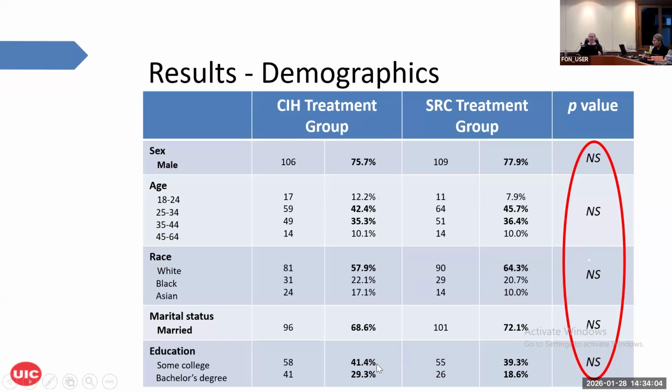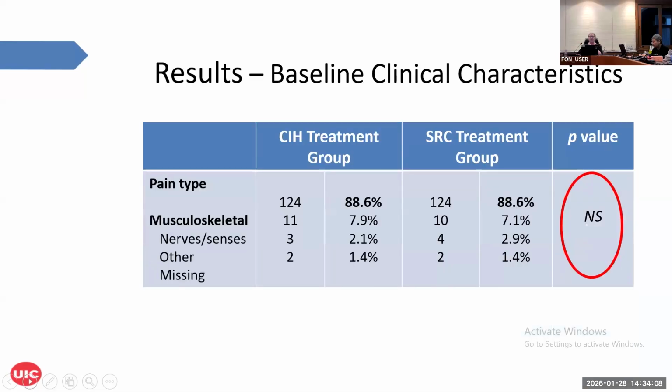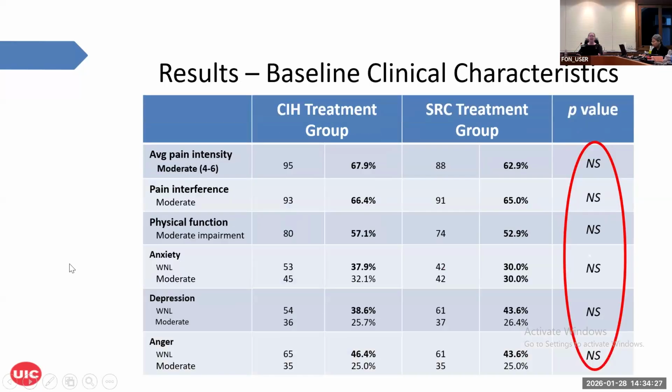So most of them were married. Most of them had some college or had finished college. And as I explained before, most of them had musculoskeletal pain. We didn't have a whole lot related to neuropathic pain. 88% was musculoskeletal pain, which is, again, normal.